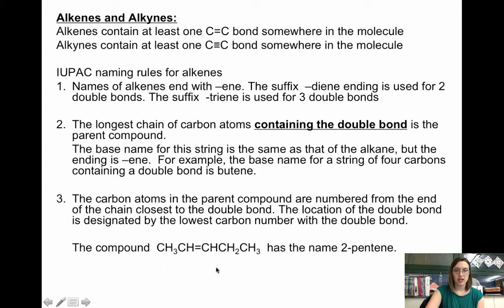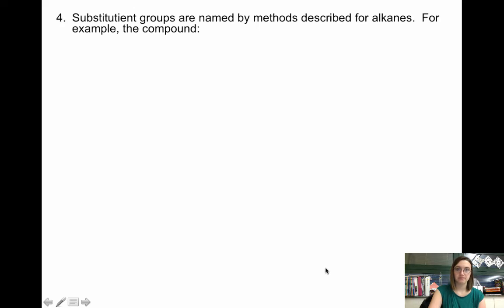For example, here we have this condensed formula. If we number across, there are two different ways we could number. We could go left to right, 1, 2, 3, 4, 5, or we could go the other way, 1, 2, 3, 4, 5. You always number the carbon where the double bond starts. If I go left to right, it's 1, 2, 3, 4, 5. If I go the other way, it's 1, 2, 3. You always want it to have the lowest number, so this compound is going to be 2-pentene. Notice this tells us that the double bond is on the second carbon. It's between the second and third carbon.